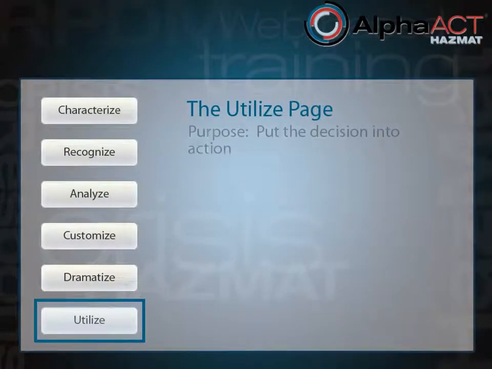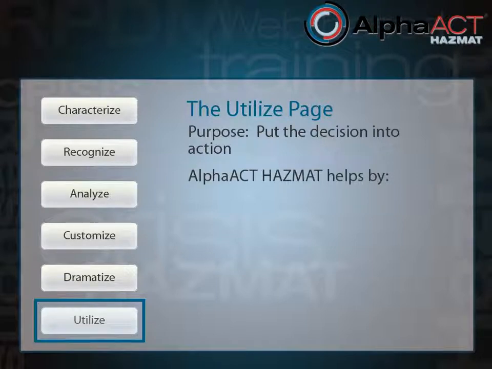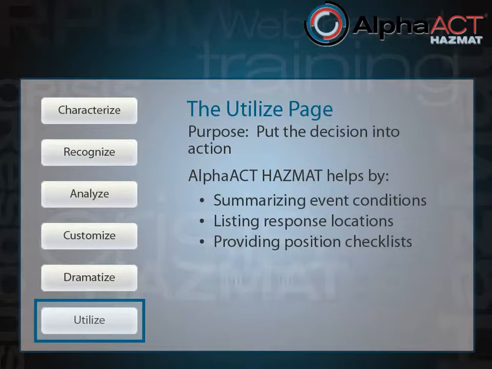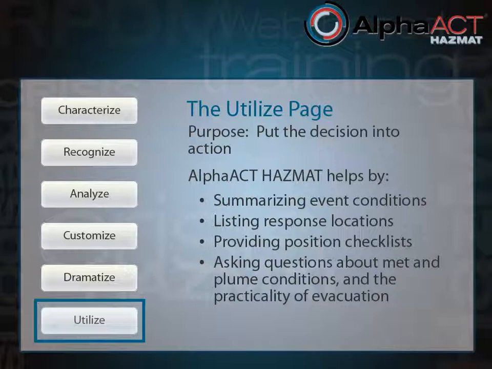In the decision process, the purpose of the Utilize step is to put the decision into action. It reflects that point in the process when an incident commander has finalized the decision, documented the plan, and then acts on it. AlphaACT HAZMAT helps at this stage of the process by summarizing the event conditions you've chosen, listing your decisions about response locations, providing position checklists for members of the incident command team, asking questions about meteorological and plume release conditions as well as the practicality of evacuation, and providing sheltering and evacuation guidance.